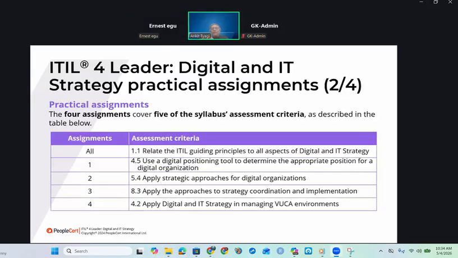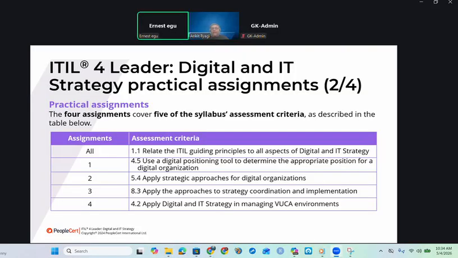So for the assignments, what assessment criteria is there? The ITL guiding principles are there for all the assignments. Assignment number 1 talks about the digital positioning tool to understand the current state of the organization, the readiness assessment, and appropriate position for the digital organization. Where do they want to move? That would be the focus area.